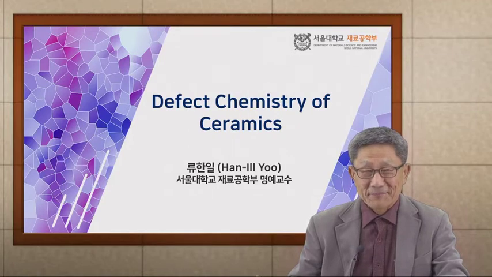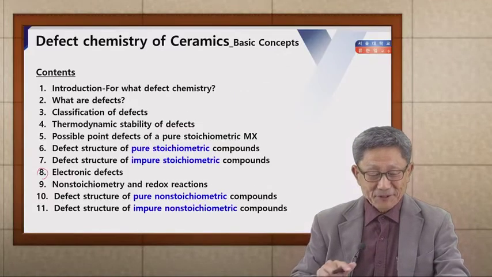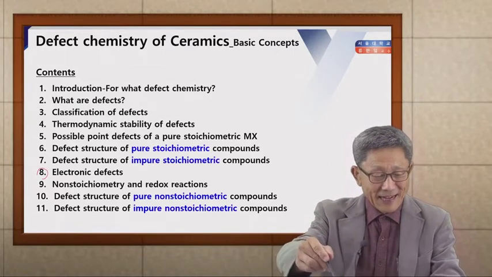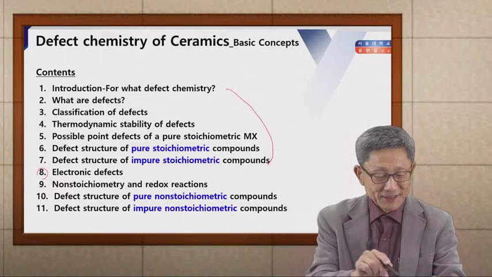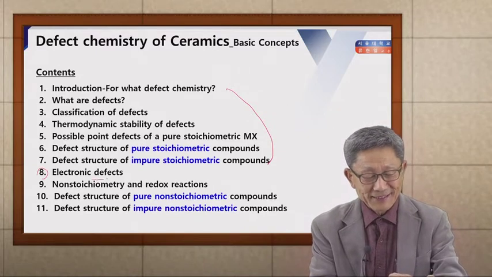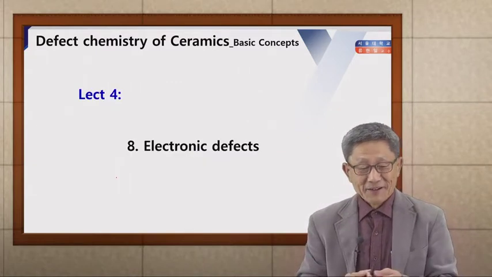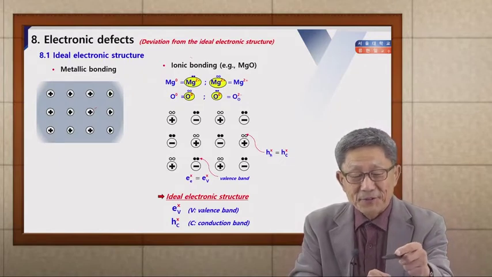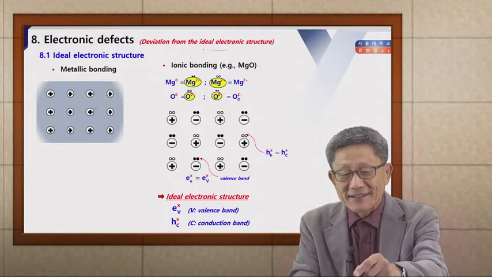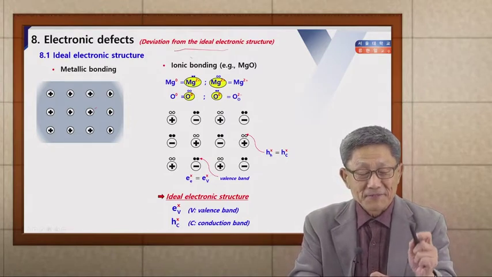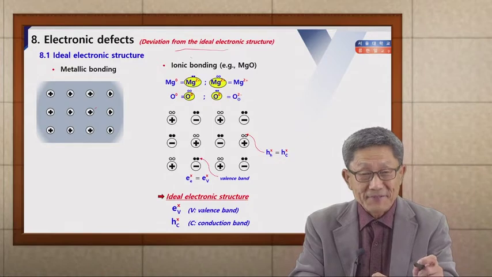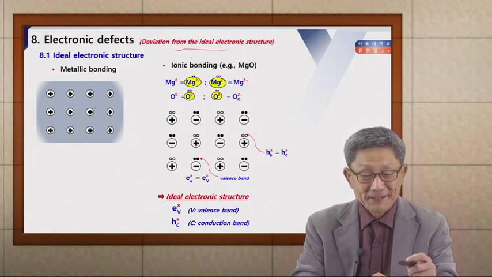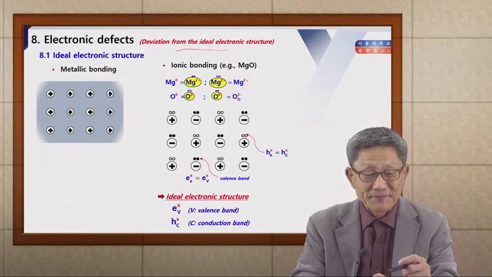So this is already part 4. Up to this point, we have learned only ionic defect structure. Today, we are going to learn electronic defect. What are defects? We learned that defect refers to any deviation from the ideal structure. So in order to understand the electronic defects, we should understand first the ideal electronic structure. Okay? What is the ideal electronic structure?